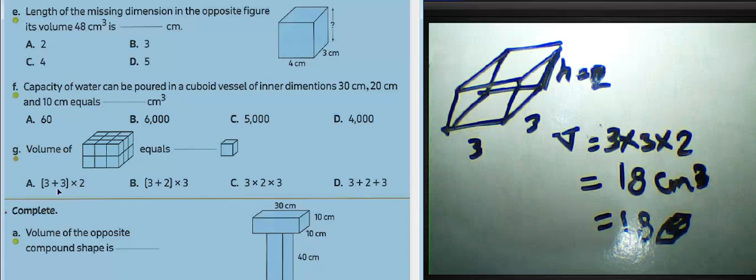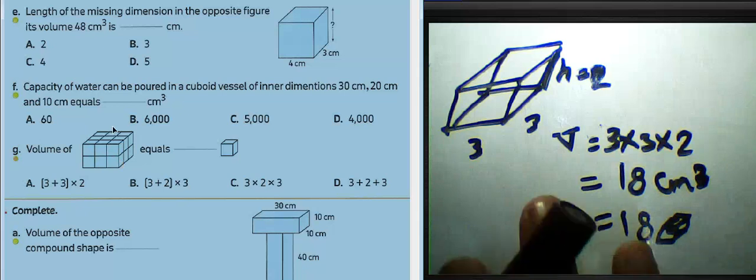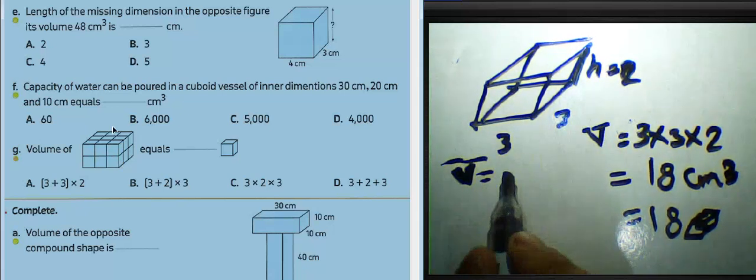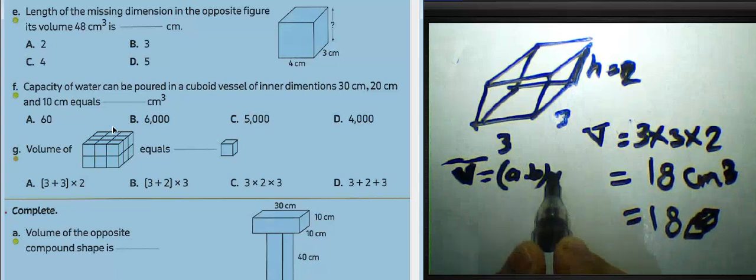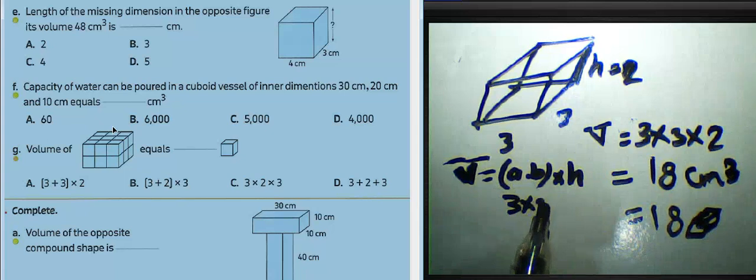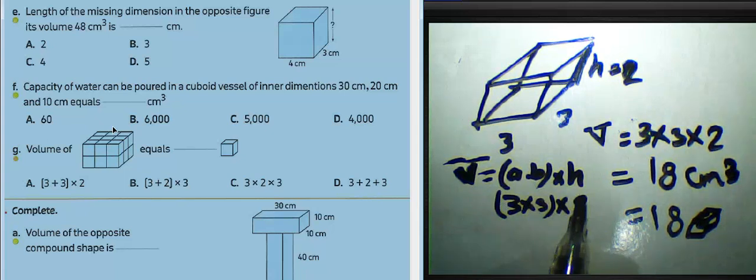And what about letter A and letter B? Letter A, volume here asked about the area of the base times the height. Area of the base times height means 3 times 3 times 2. We know the volume. Pay attention about this rule. The volume of a cuboid is area of the base multiplied by height. The area of the base means 3 times 3 multiplied by height equal 2.